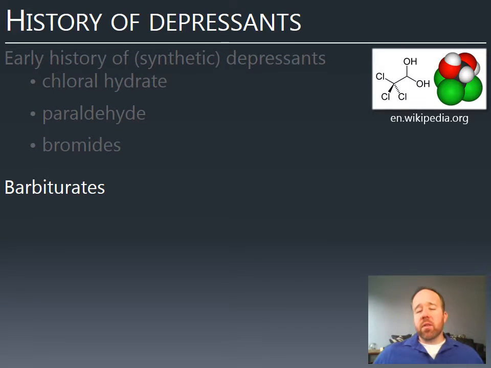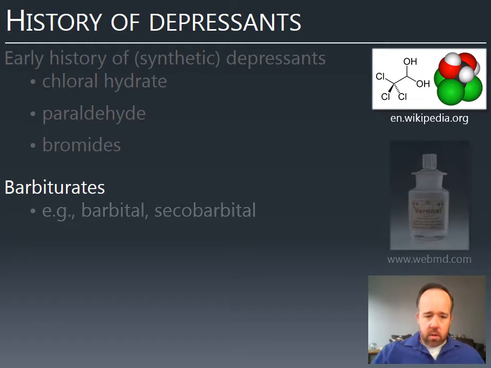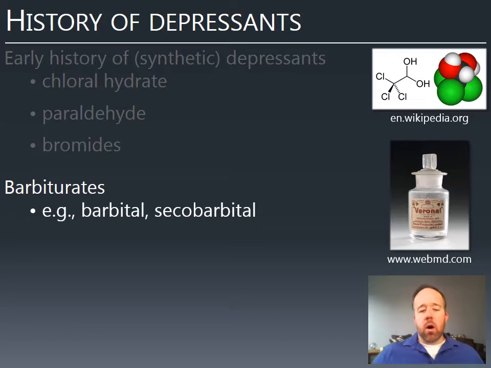The first big class of depressants that were widely used are the barbiturates. Some of these are famous. Barbital, for example, is one of the first ones. Secobarbital is a small modification of barbital. Here on the right, we see an old bottle for the medicine. This is barbital under the brand name Veronal. We'll see a lot of that this unit: we have both the chemical name and the brand name. And some of the brand names you will likely recognize.